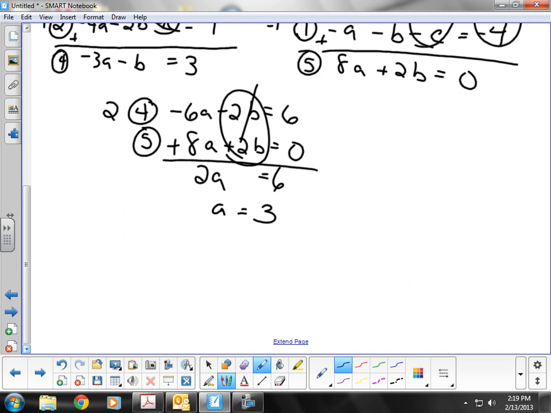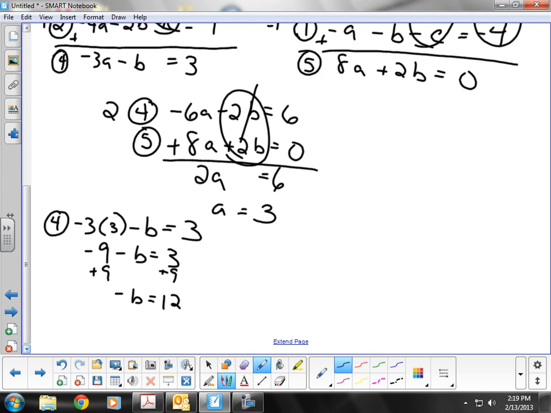Now once I have a, I can go back into 4 or 5, either one, to find b. So I'm going to use 4. So I've got negative 3 times 3 minus b is equal to 3. Right? So I just took equation number 4 and plugged a in for it. So I get negative 9 minus b is equal to 3. Add 9 to both sides. That gives me negative b is equal to 12. So b is equal to negative 12. Right?